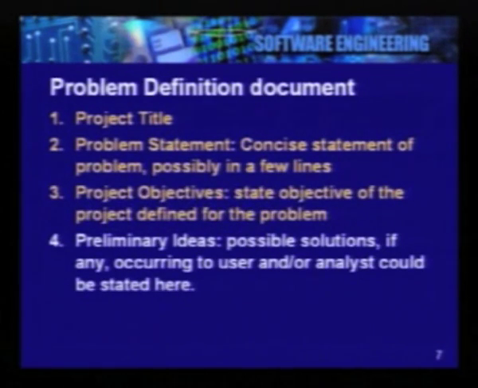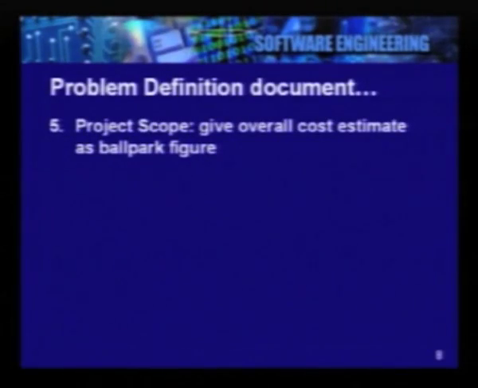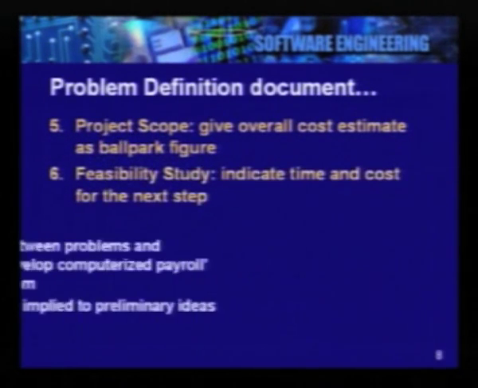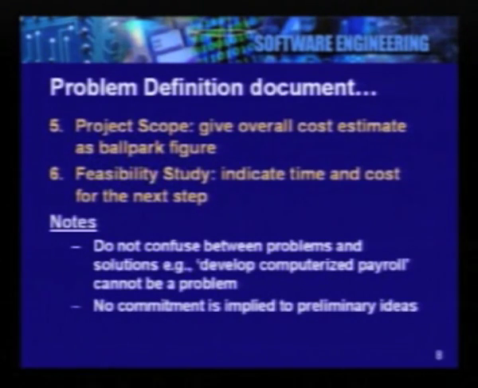And then we list any preliminary ideas that we may have encountered during our discussions with the users or from our past experience. We give the scope of the project, which consists of some ballpark figures in terms of cost and effort. We also indicate the time and cost it would take for the feasibility step. So, these are the 6 important points that you cover in the problem definition document.